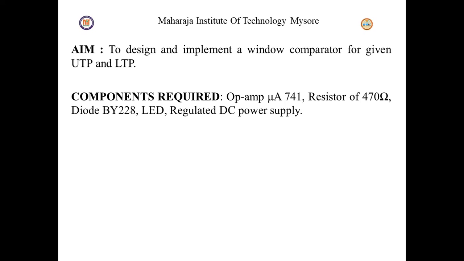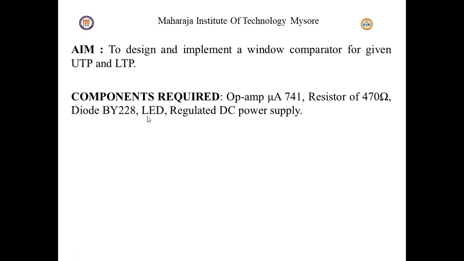A window comparator is a circuit that operates within a certain frame or within a certain window. Normally, a voltage comparator works this way: when the voltage rises above a certain level at the inverting terminal, the output turns on. Any voltage above the reference level keeps the output on. Here in this window comparator, the given reference points are UTP and LTP. If the input voltage crosses this limit, then we should have some indication. For that indication, we are using this LED.